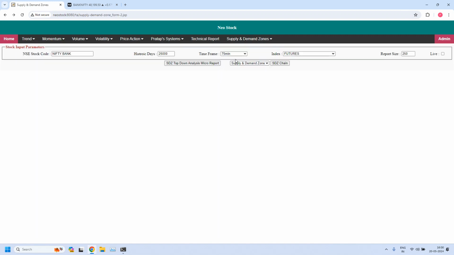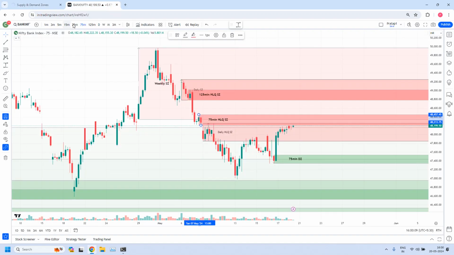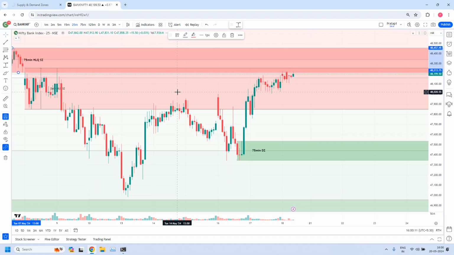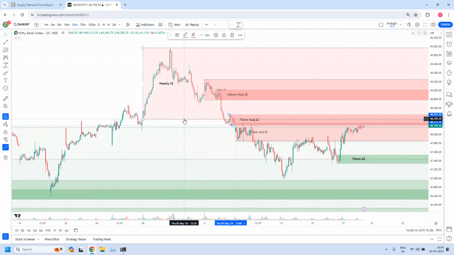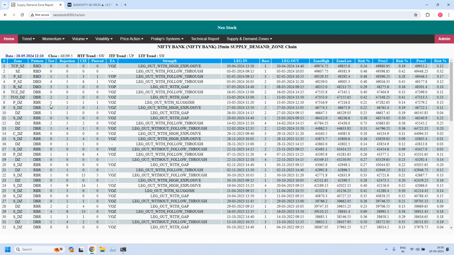Next we will move on to 25 minutes. So 25 minutes we will check only high liquidity zones, because our more interest is on 15 minute zones. At present the 25 minutes trend is sideways. Here we have a resistance supply zone, R_SZ, 3 times it is tested. This is the most immediately available.